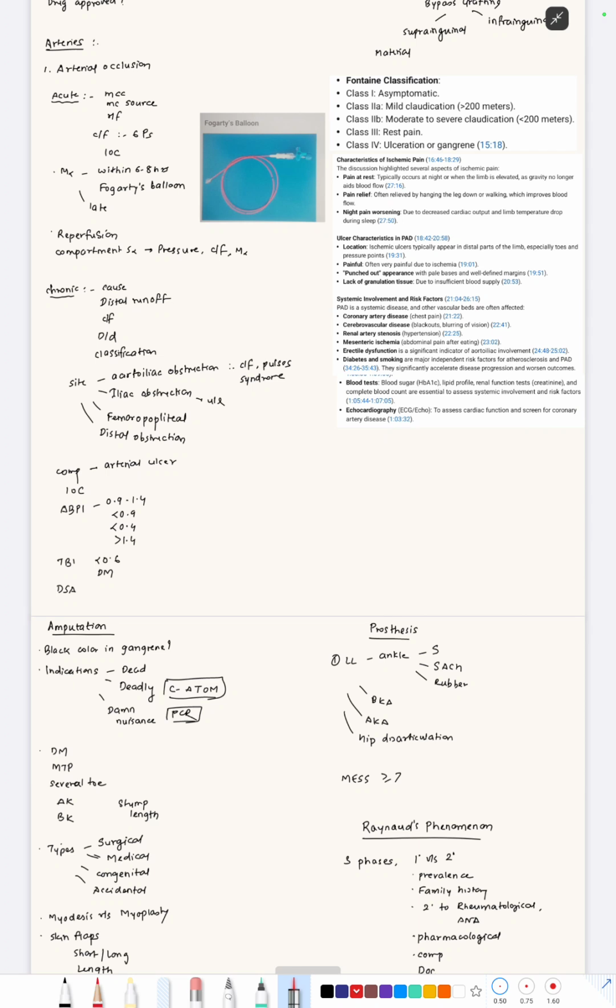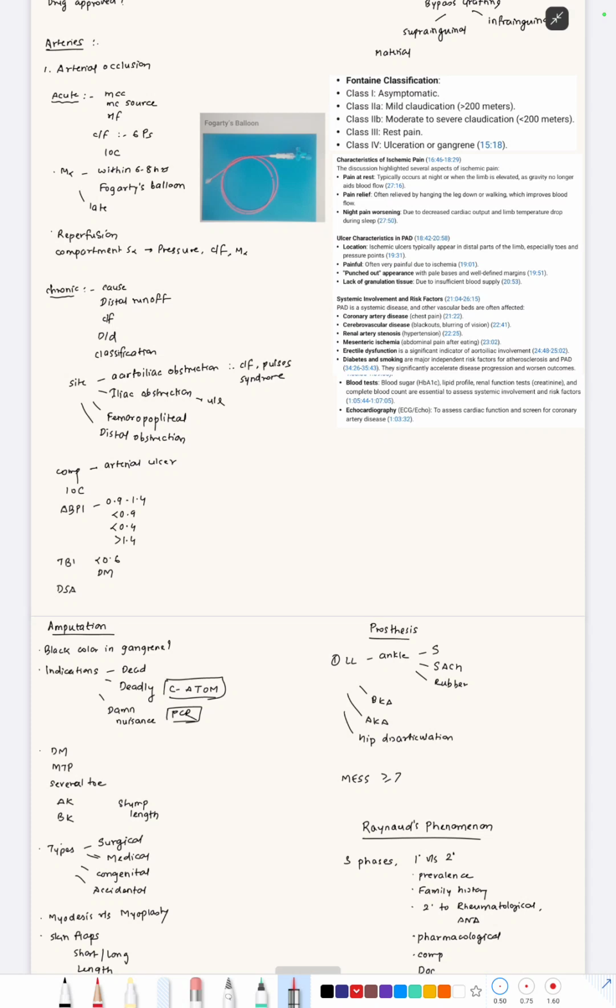The clinical feature of compartment syndrome is pain on passive flexion, and the management is going to be fasciotomy. The next is chronic arterial occlusion. In chronic arterial occlusion, the most common cause is going to be atherosclerosis. Then distal runoff is seen, because of the development of collaterals within the time period.